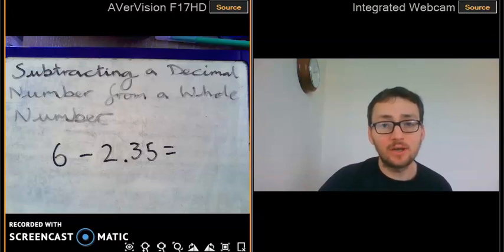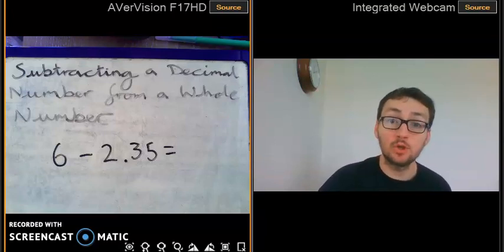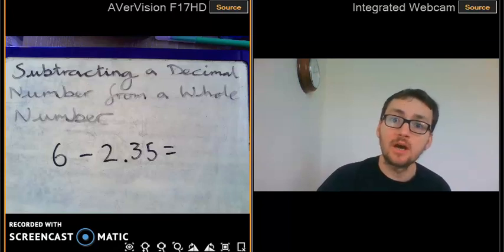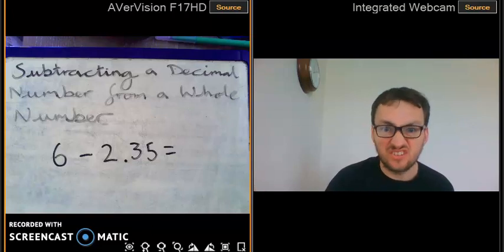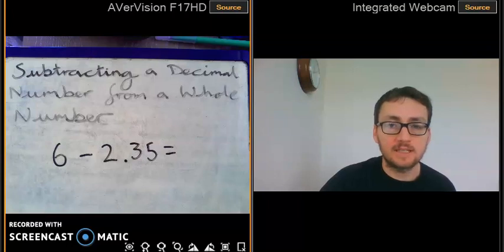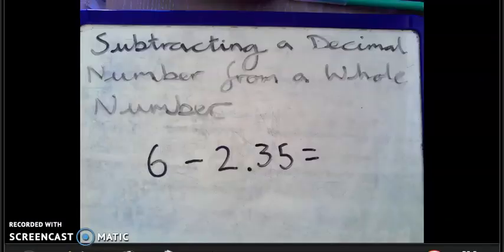In this video we're going to look at subtracting decimal numbers from whole numbers, and in this case, whole numbers that don't have any digits after the decimal. There's an example on the slide to the left, 6 subtract 2.35. Let's have a look in more detail.